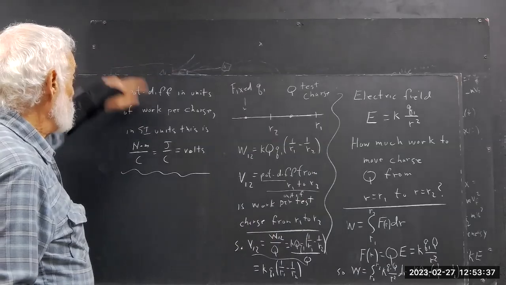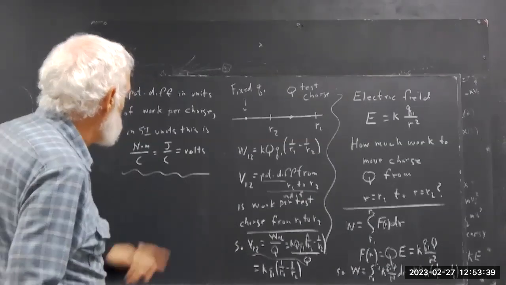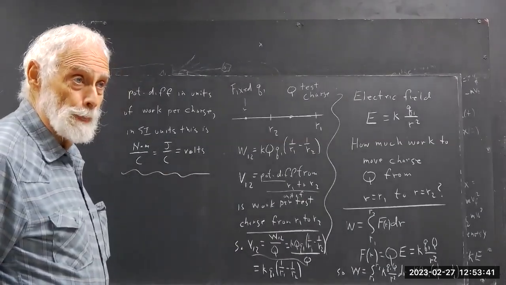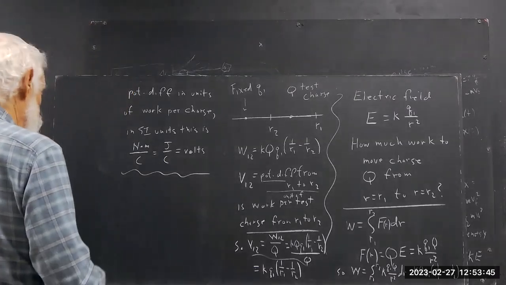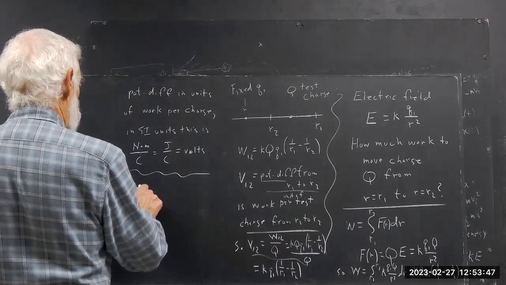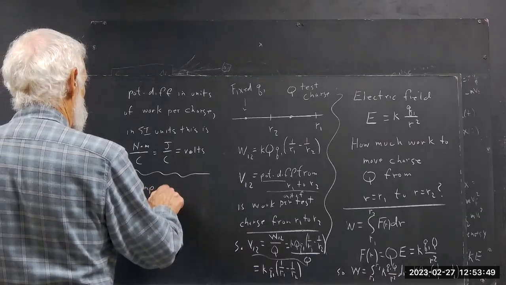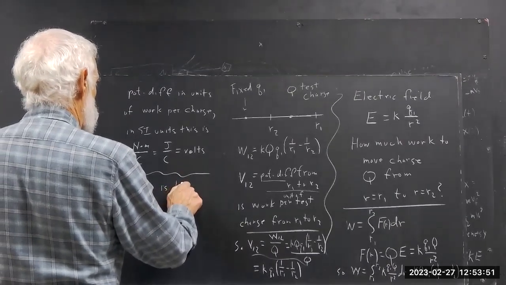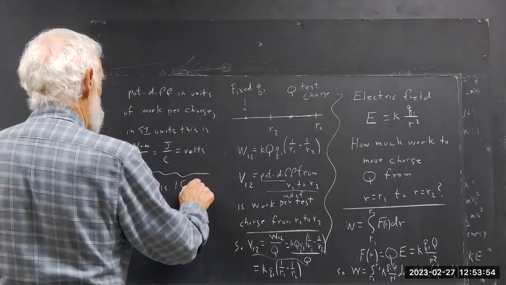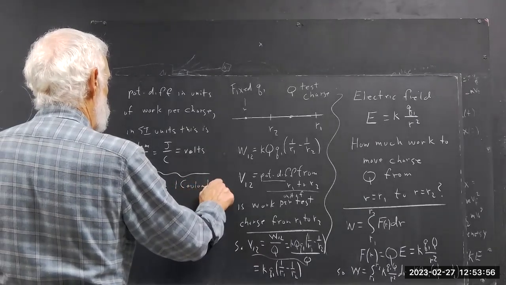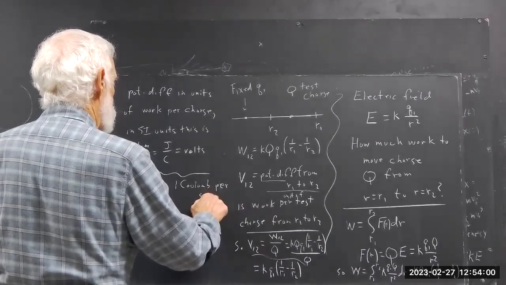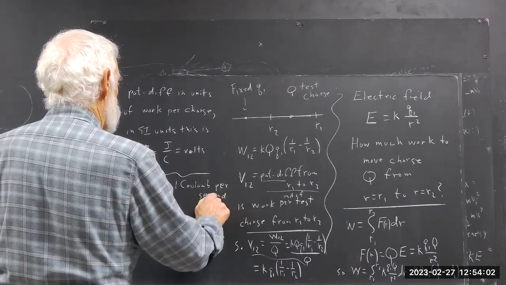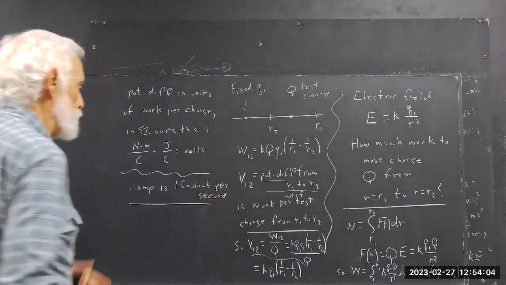Okay, so that's what volts are. Okay. So I'm going to give you a little preview. An amp is a coulomb per second.